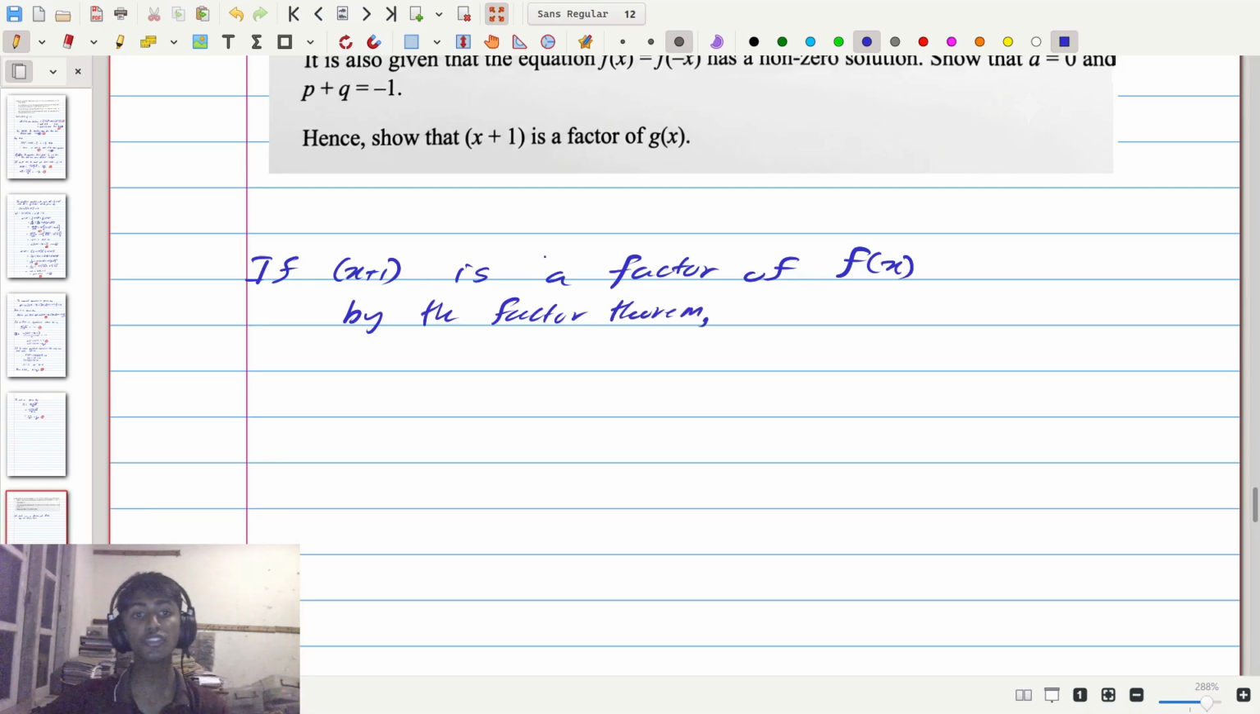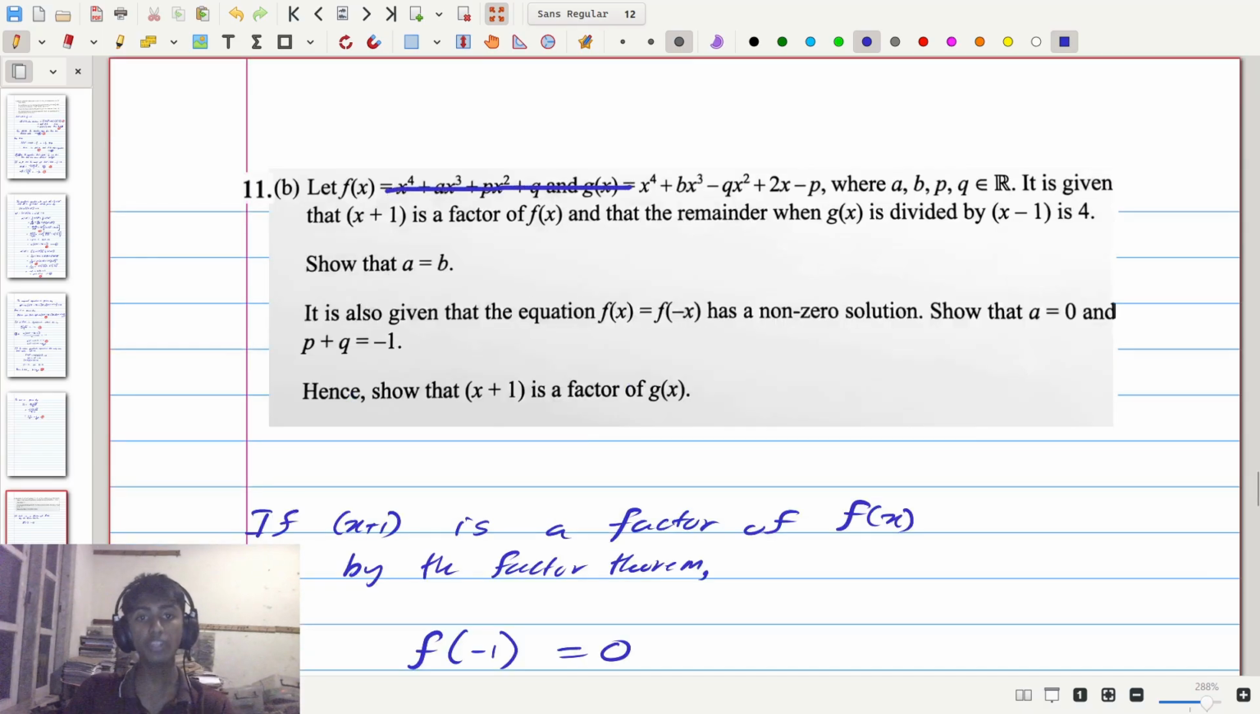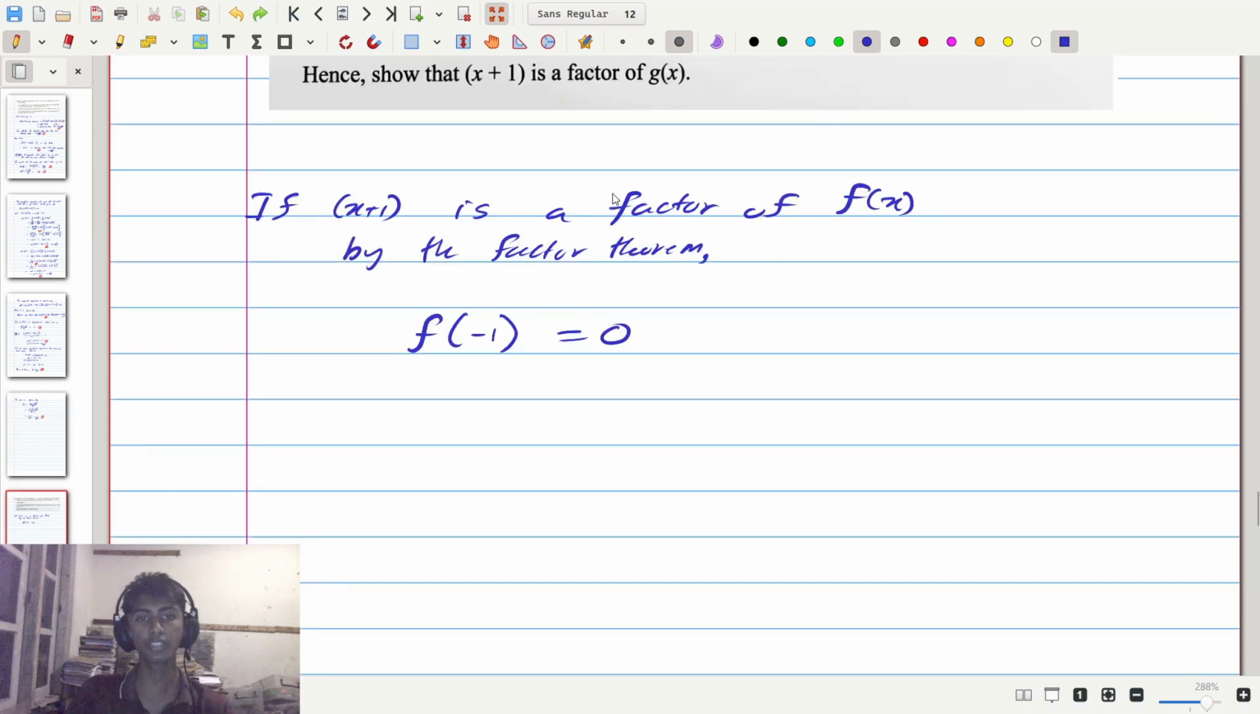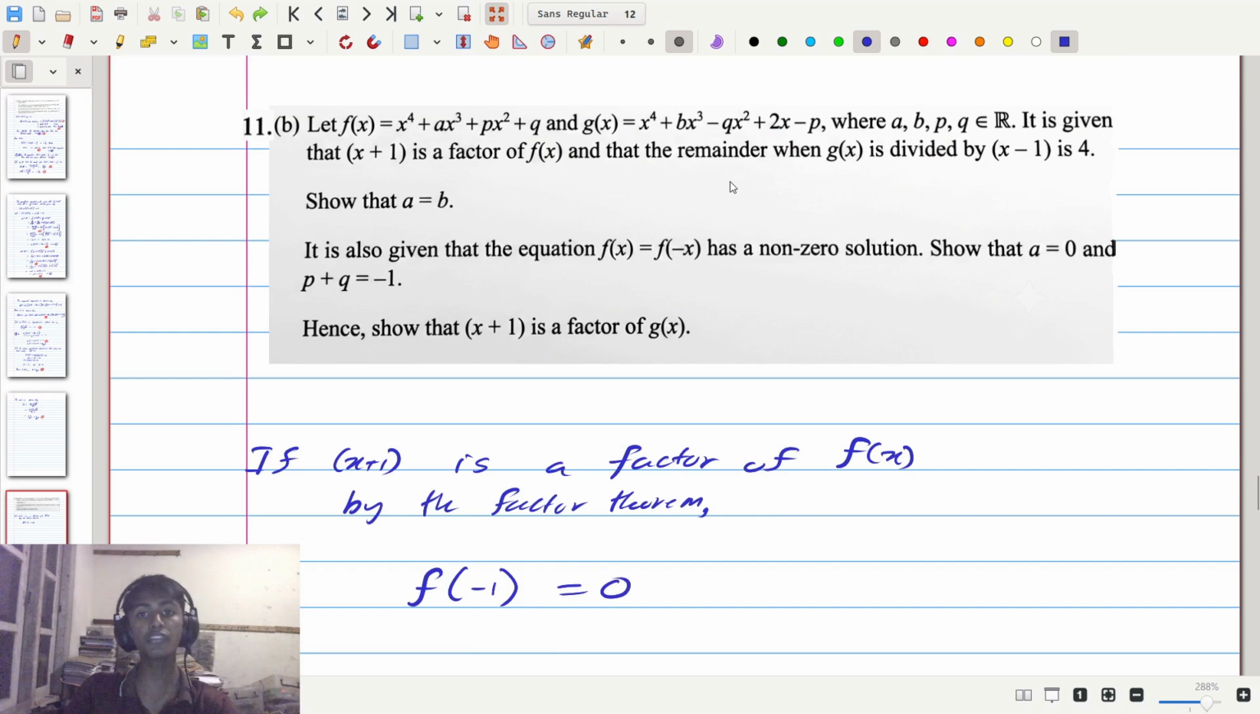since when x is equal to negative 1, the factor is equal to 0, if we apply x equals negative 1 into f of x, we should get f of negative 1 being equal to 0. This is what the factor theorem tells us. Now with this, we can apply it into this equation and get some interesting results. But before that, I am next going to consider what the remainder theorem has to say about this statement.